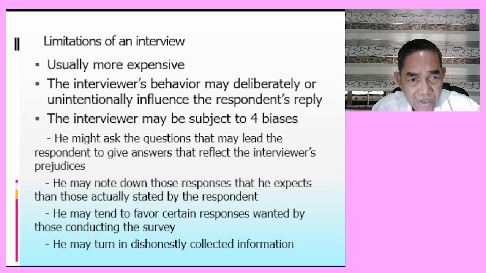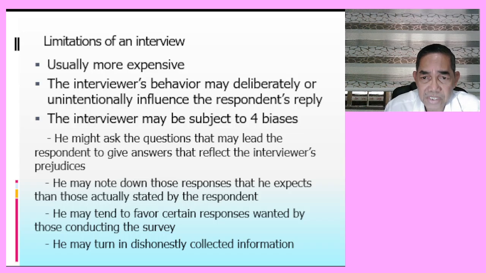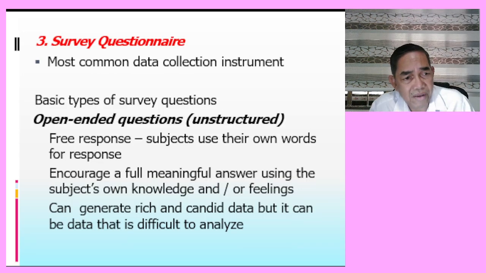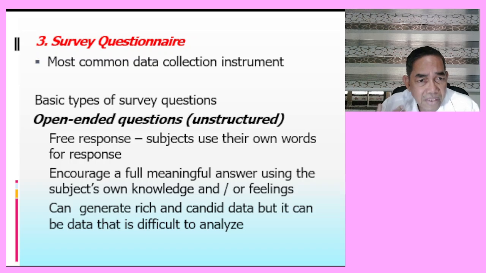So these are the 4 possible biases that will involve limitations of an interview. Now, next is survey questionnaire. This is the most common data collection instrument.